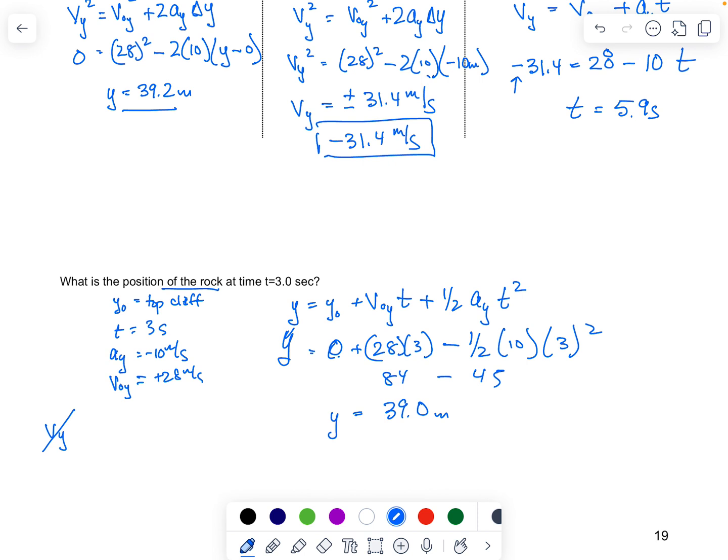So hopefully this has taken you through some of the problem. You can see that there's a lot of consistency. I do kind of recommend when you're talking about purely vertical direction to use these subscripts to kind of remind you that it's the vertical directions, especially when we're talking about objects in free fall.